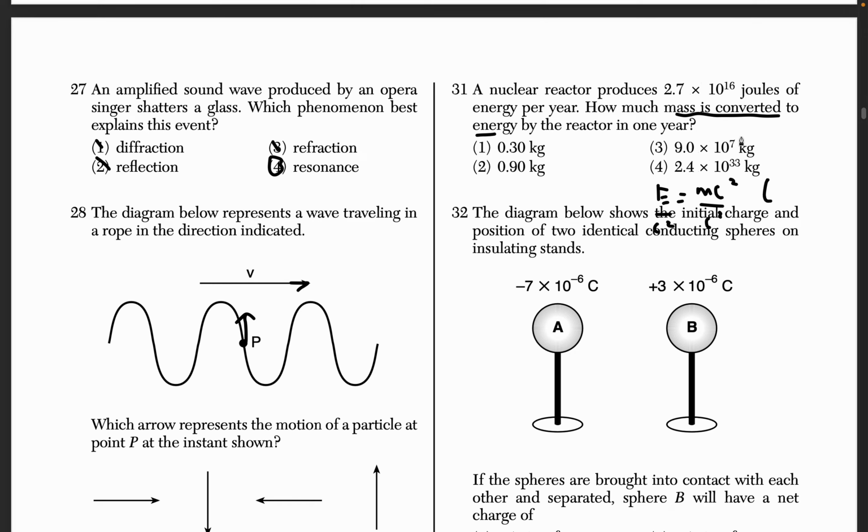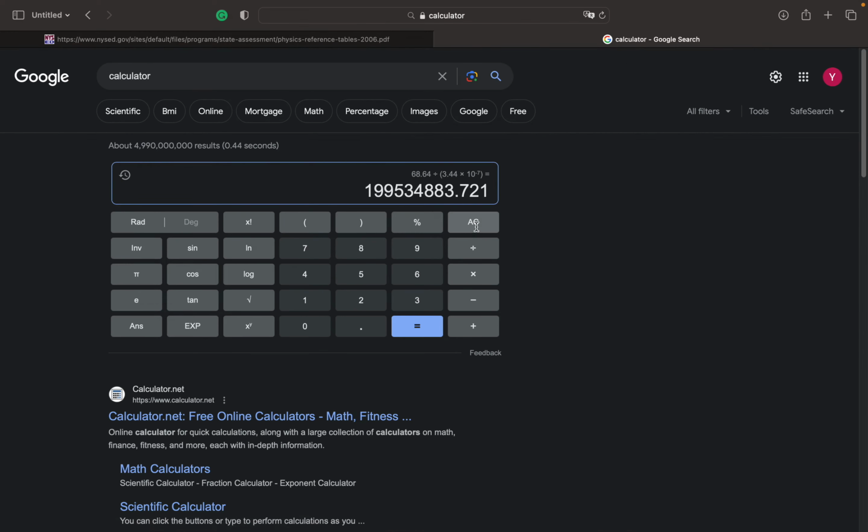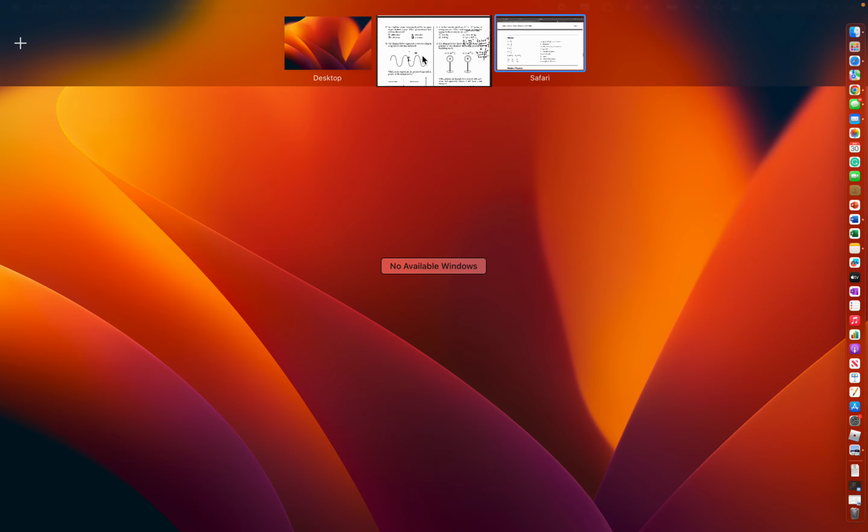We have the energy in joules, 2.7 times 10 to the 16th, divided by 3.0 times 10 to the 8th squared. That's 9 times 10 to the 16, so this simplifies to 2.7 times 10 to the 16 divided by 9.0 times 10 to the 16. This cancels, so you get 2.7 divided by 9, which is 0.3. Yeah, A.